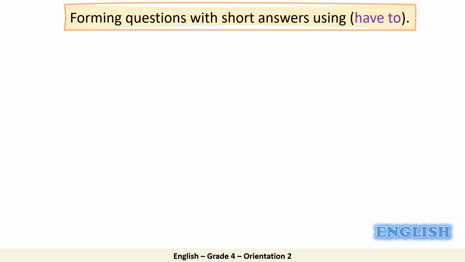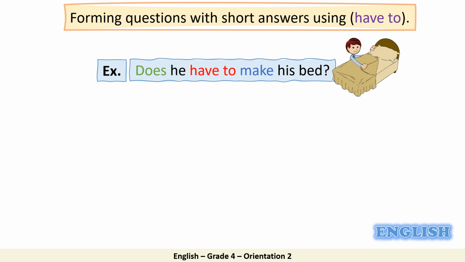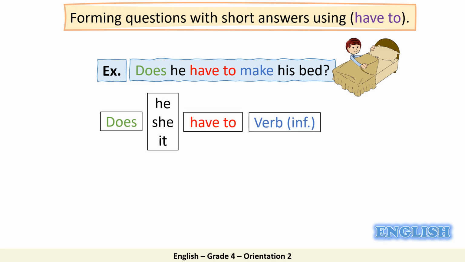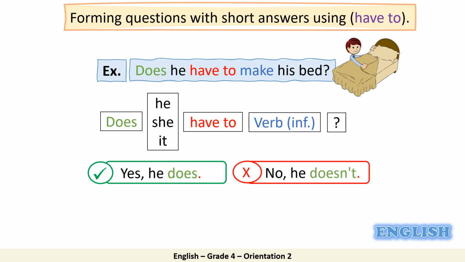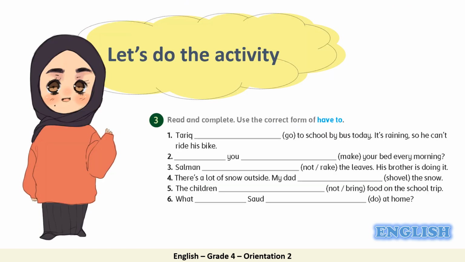Let's continue with forming questions with short answers. Read the example with me. Does he have to make his bed? We start with does, then he, she, it, or a name of one person. Then we use have to, and then the verb in the infinitive form, and we end with a question mark. But if we want to answer with the affirmative, we would say, yes, he does. And if you want to answer with the negative, we would say, no, he doesn't. Let's do this activity together.